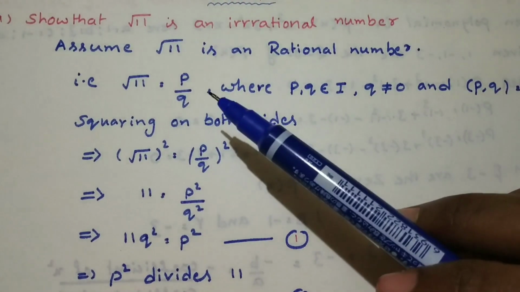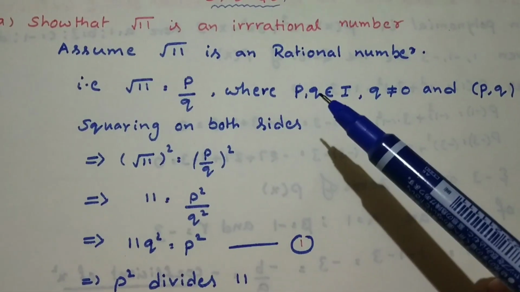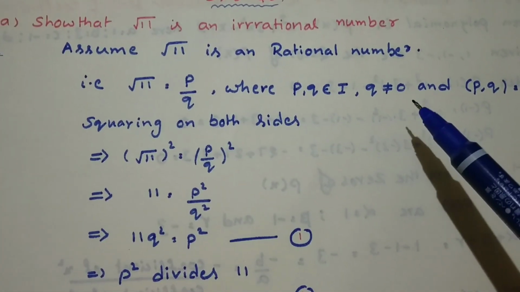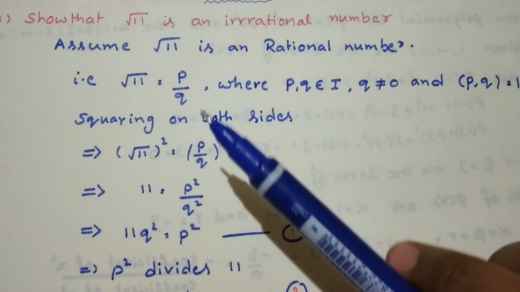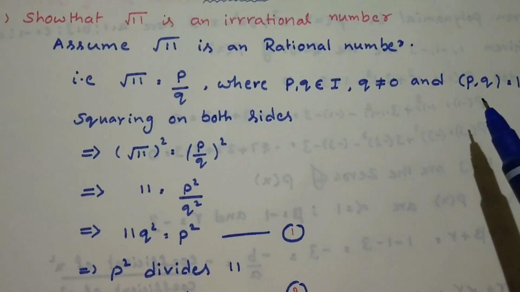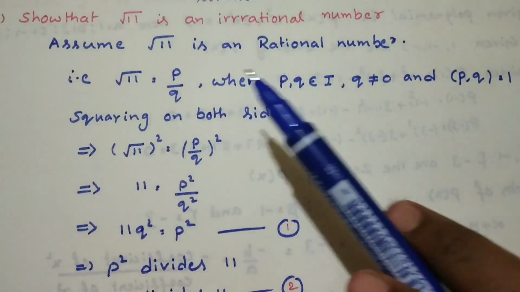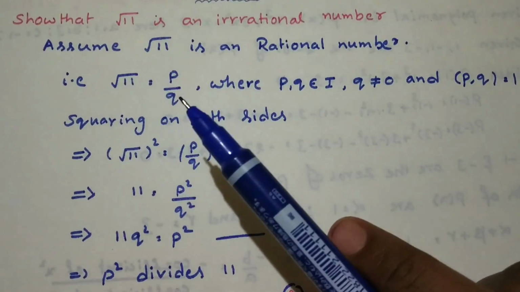Rational number is nothing but it is in the form of P by Q, where P, Q are integers, Q should not be 0, Q not equal to 0, and GCD of P, Q is 1. For this one, assumption is root 11 is a rational number, no? So root 11 is equal to P by Q.